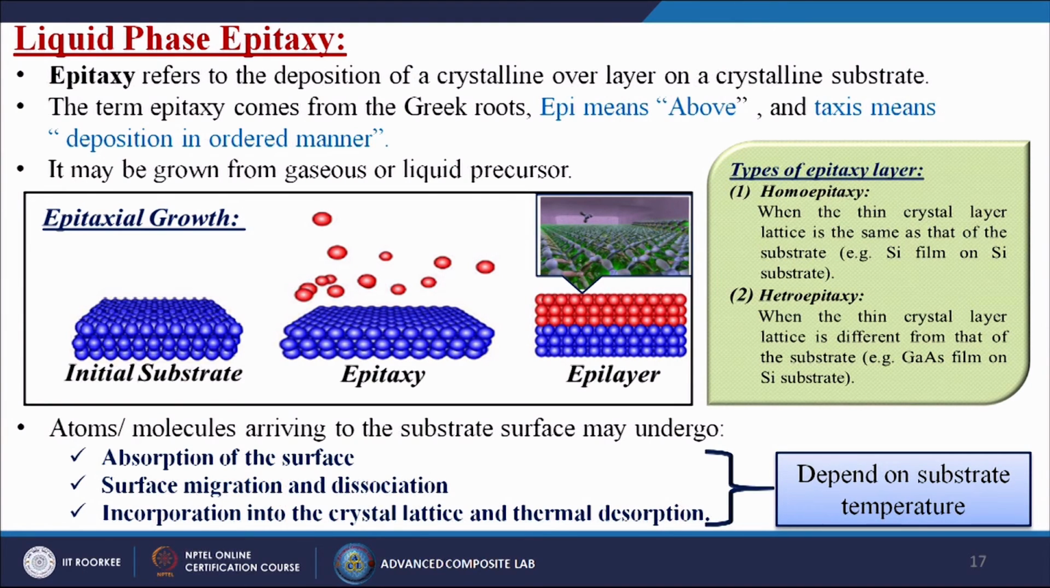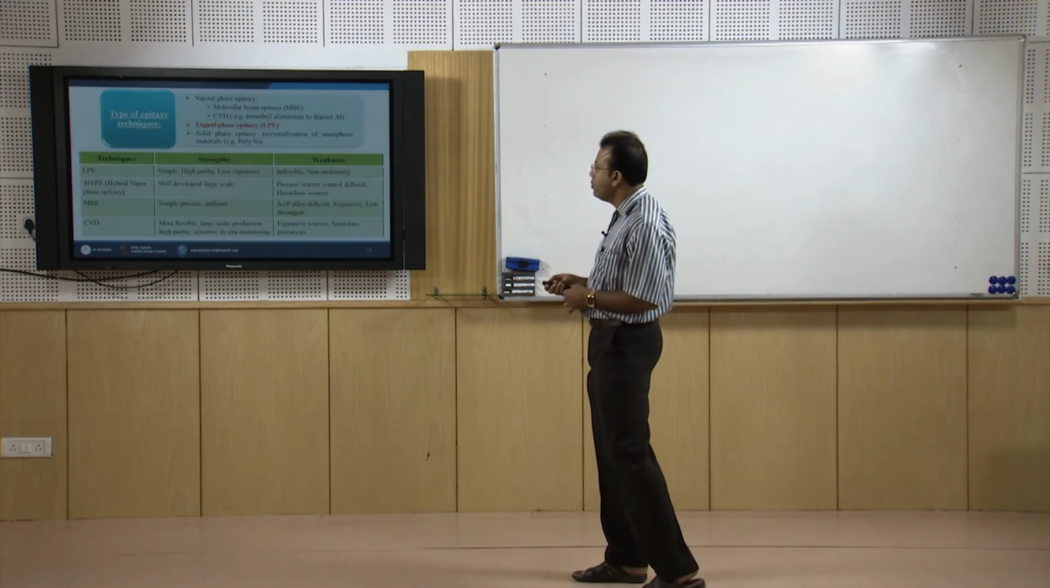Atoms and molecules arriving at the substrate surface may undergo adsorption, surface migration and dissociation, incorporation into the crystal lattice, and thermal desorption. These all depend on the substrate temperature. So, by these methods we can do liquid phase epitaxy onto the substrate itself.